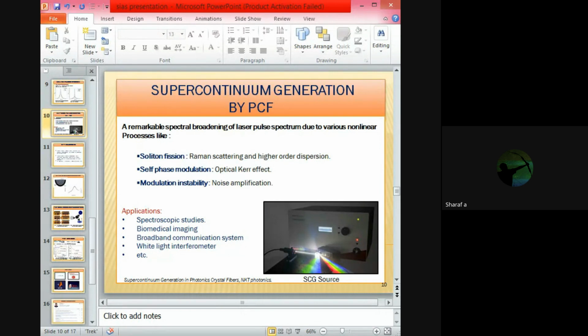And this supercontinuum can be generated by three different nonlinear processes. One is soliton fission, the second is self-phase modulation, and the third is modulation instability. All these are different phenomena which will give you supercontinuum generation at the output of the optical fiber. And the supercontinuum will find applications in spectroscopic studies, biomedical imaging, broadband communication systems, white light interferometry, etc.